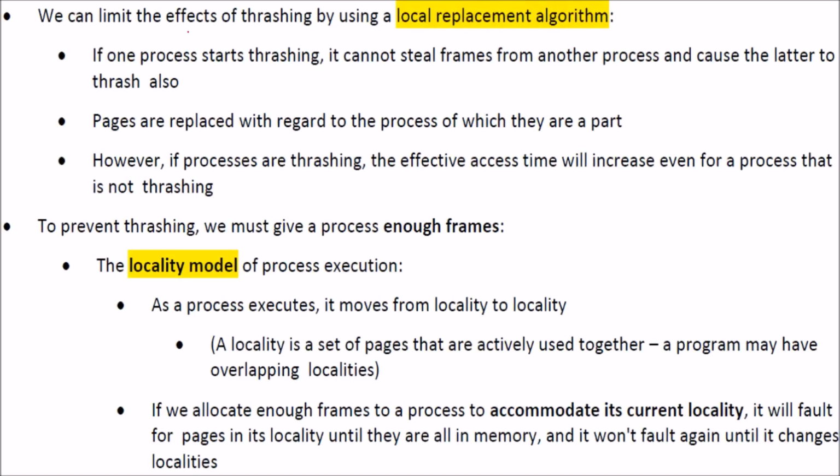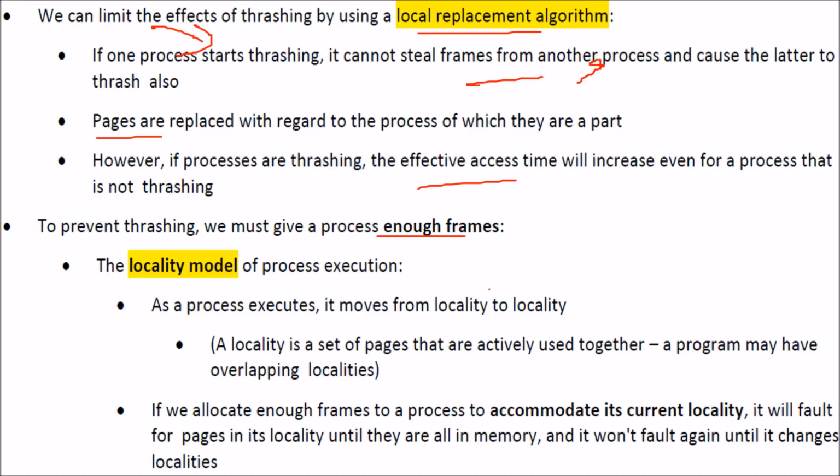So we can limit the effect of thrashing. How? By using the local replacement algorithm. If a process starts thrashing, it cannot steal frames from others; pages are replaced with regard to the process of which they are part. You cannot take from another process, right? The effective access time will also increase. So in order to prevent this thrashing, one obvious idea is to give more frames, right?